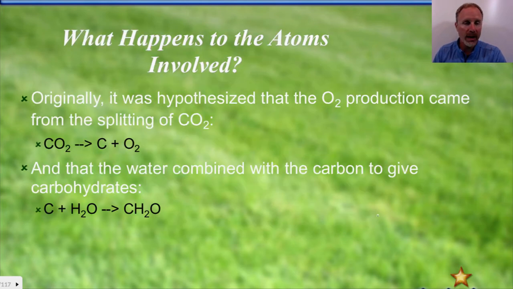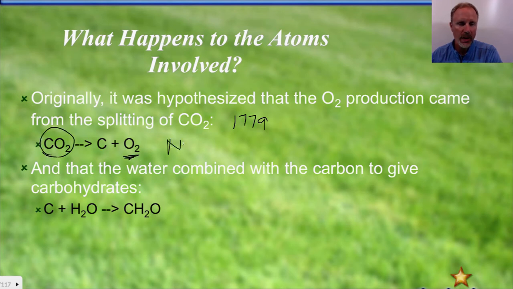Okay, so as far as the atoms that are involved, this is where really the oxygen is coming from. Initially, this was back in 1779 with Ingenhousz. This is where they thought the CO2 got split, and that's where the oxygen came from. But this does not occur. That's not what actually happens, okay? And they also thought that once that was split, this carbon combined with the water to give the carbohydrate. For instance, this general formula could be C6H12O6 if you multiplied the whole thing by 6. But again, that is not what happens, okay?